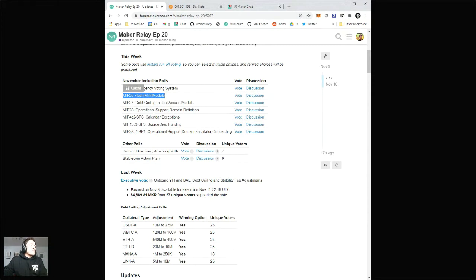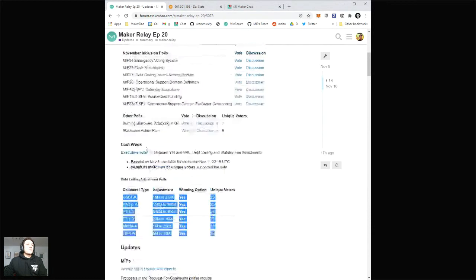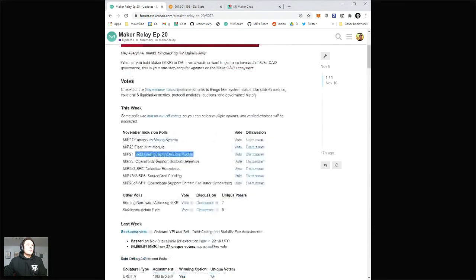So really sweet. There's also MIP27, the debt ceiling instant access module. This makes it a lot easier to do debt ceiling adjustments. The way they're done now is voters individually vote on them. Actually, down here, last week we had 6 different votes on debt ceiling adjustments. And rather than doing this all manually, there's some logic embedded in how to do debt ceiling adjustments, and we don't have to wait for the governance delay, which at the moment is 72 hours.